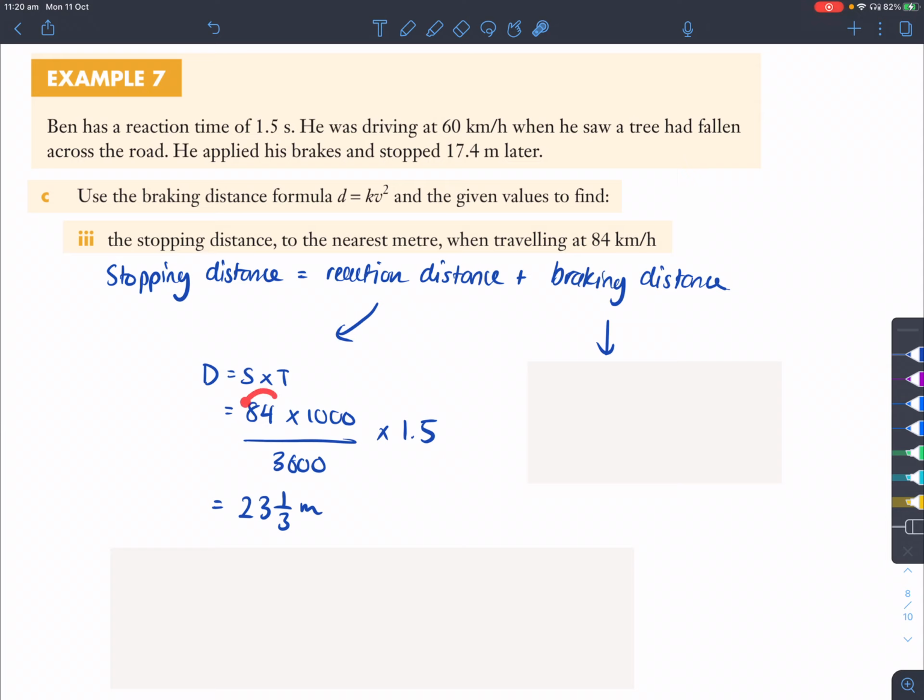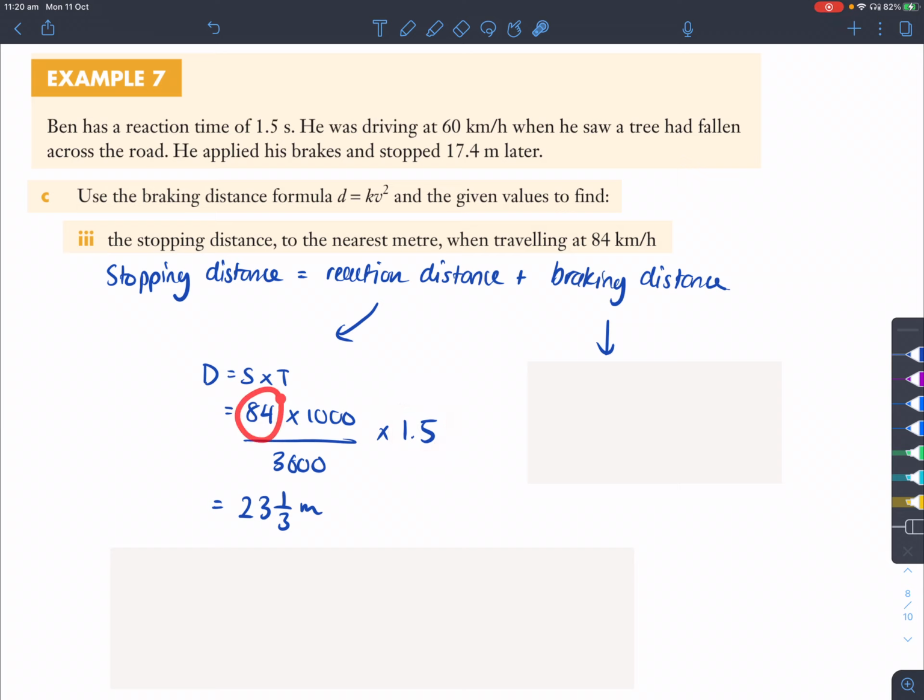Now our speed here is 84 kilometers per hour, which is much faster than what we had originally, 60 kilometers per hour. We've got to convert that 84 kilometers per hour to meters per second, okay? Because we want it to be the same kind of units as this, which is in seconds also.